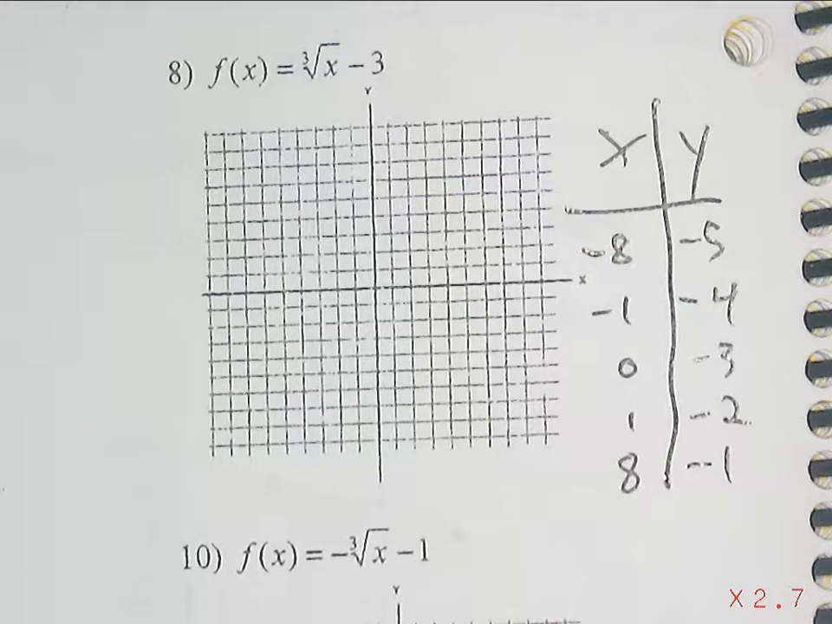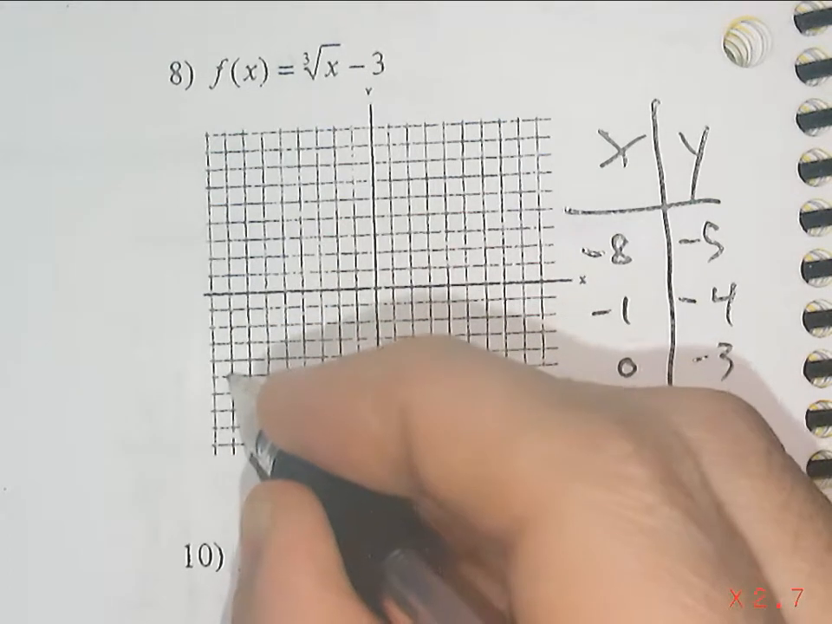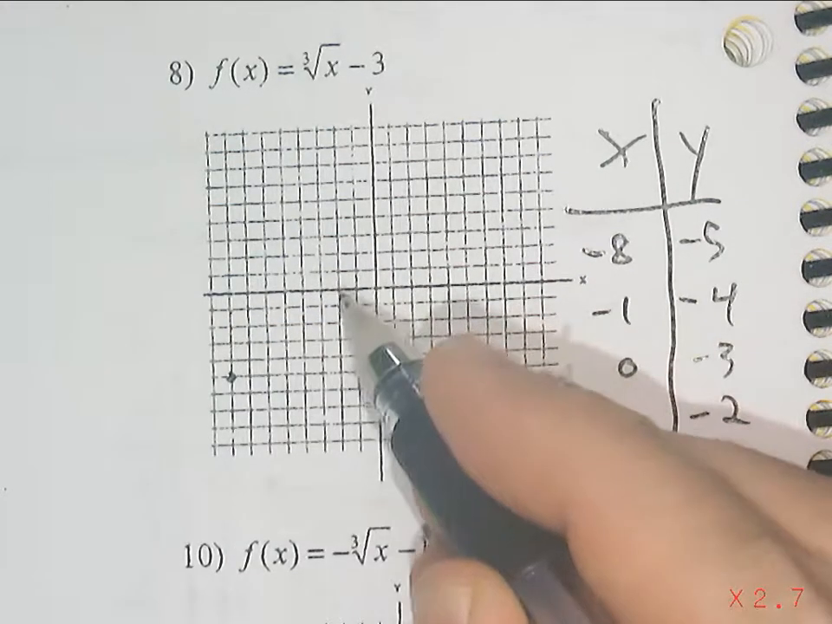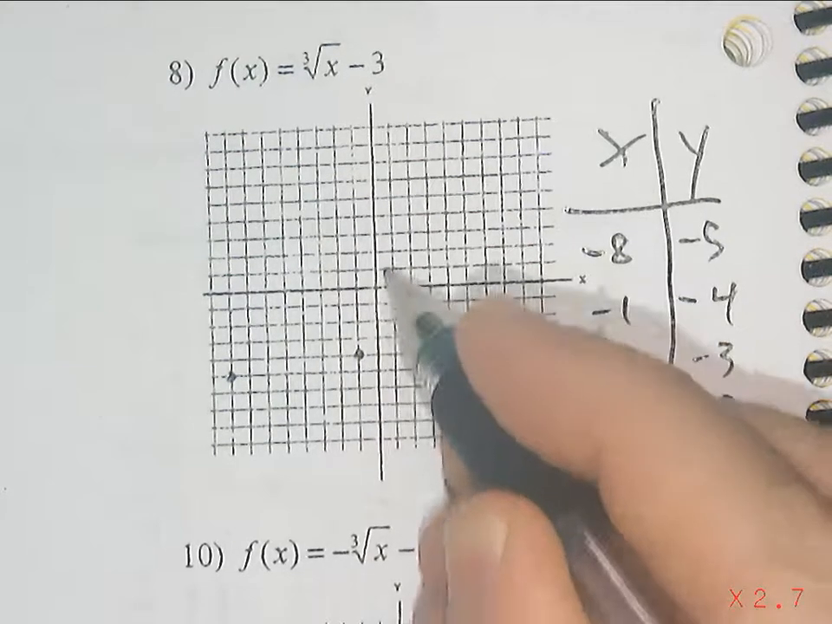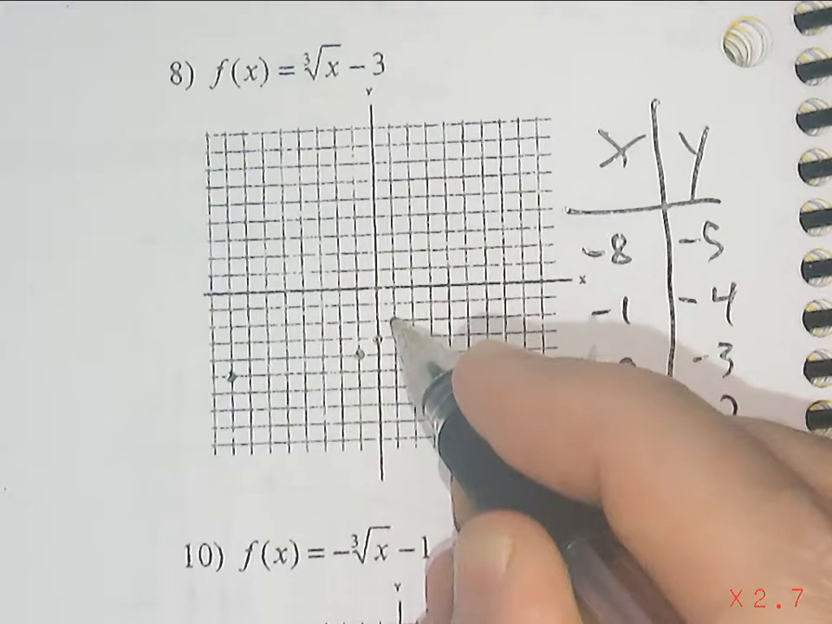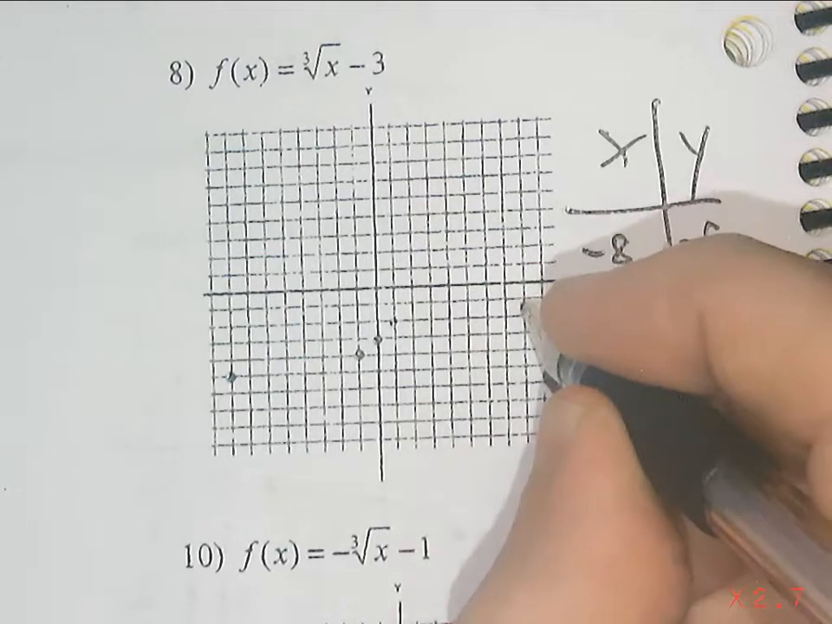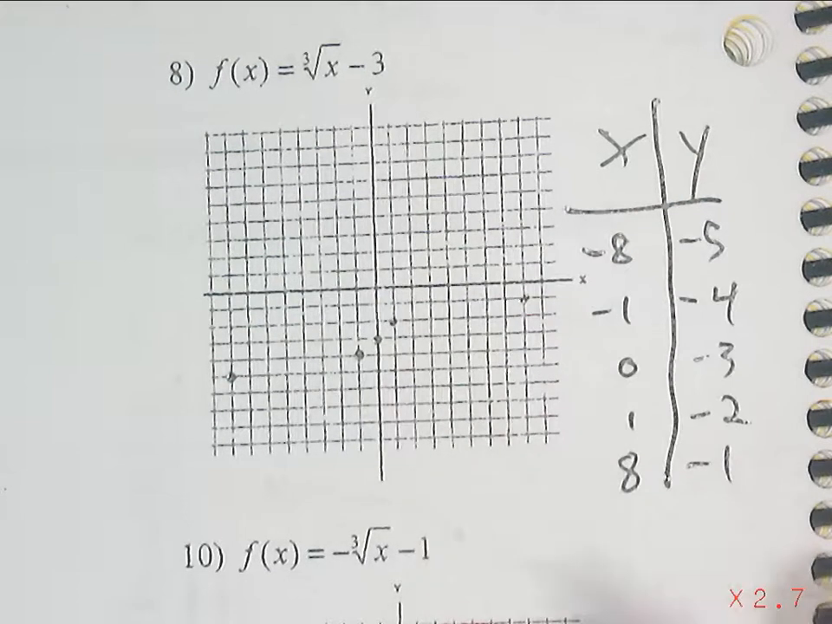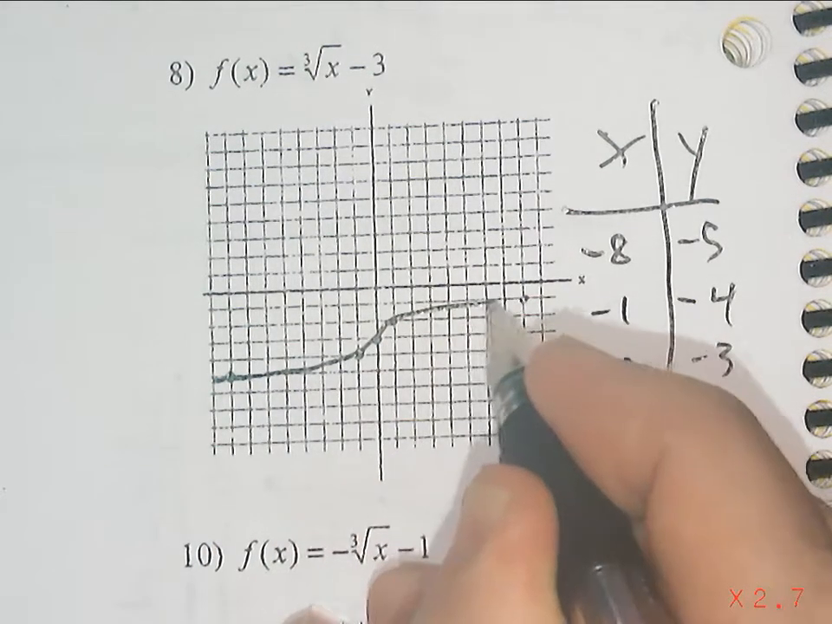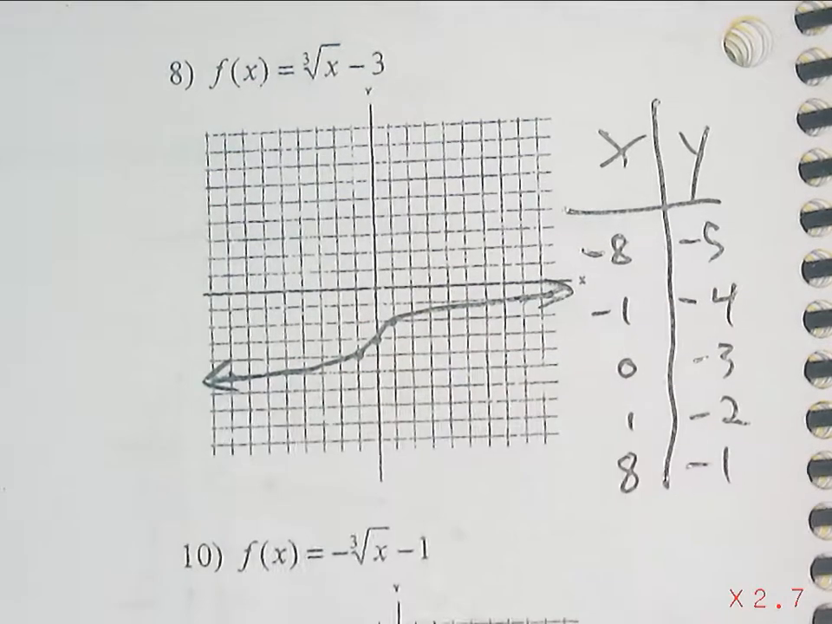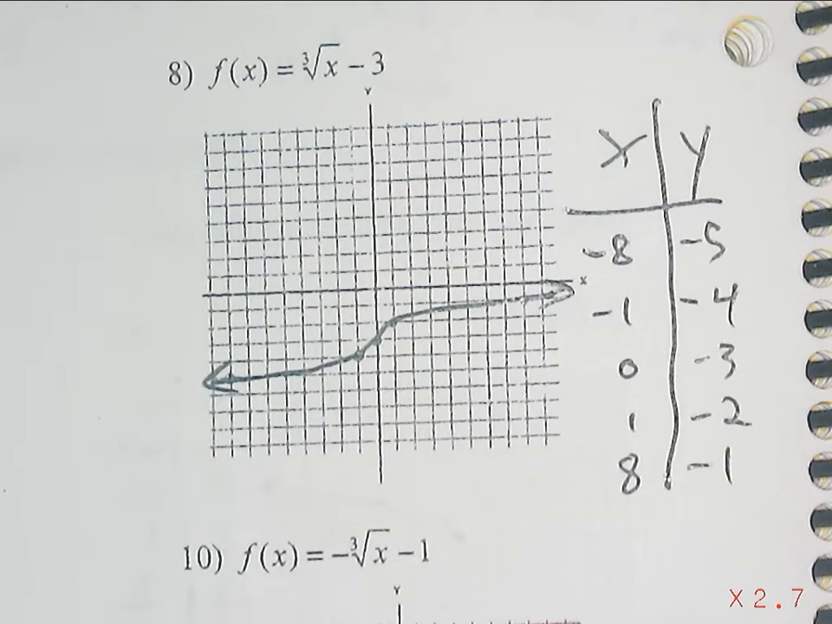Okay? So then I plot these points. 8, down 5, 1, 2, 3, 4, 5. -1 and -4. So 1, 2, 3, 4. 0, -3. 1, -2. And 8, -1. My cube root shifted down 3 spots. Looks something like that. And that is how you graph roots. It's very exciting.